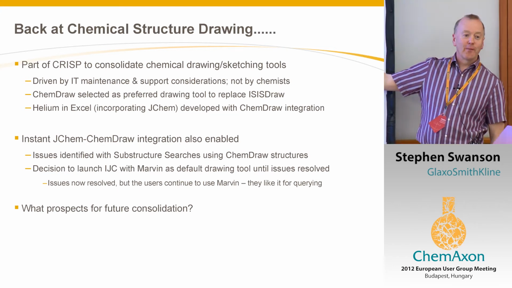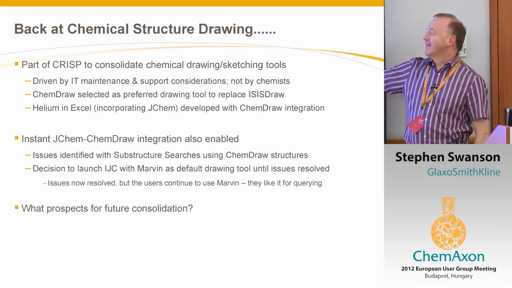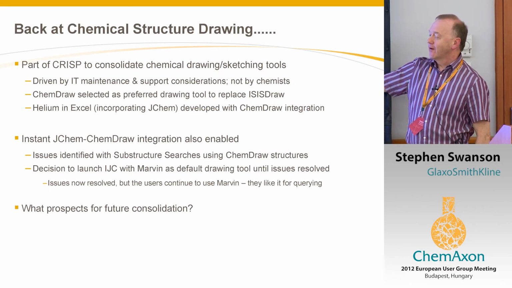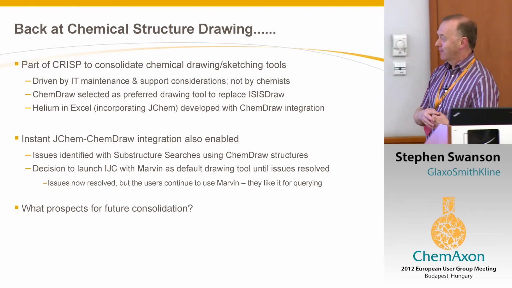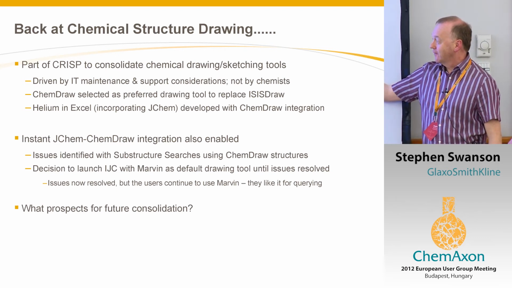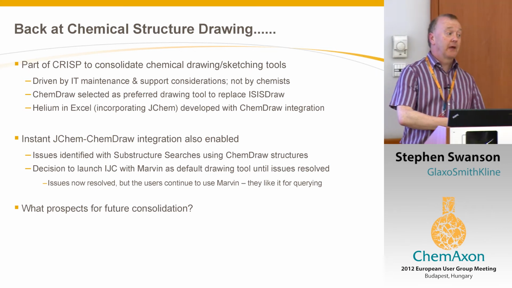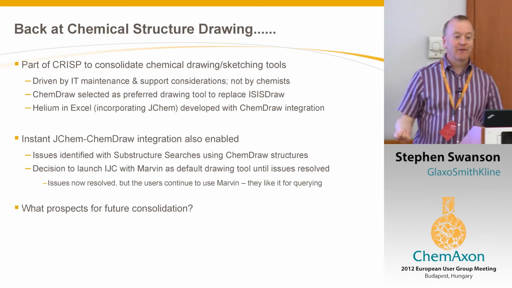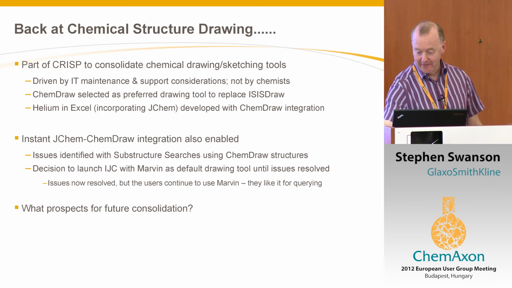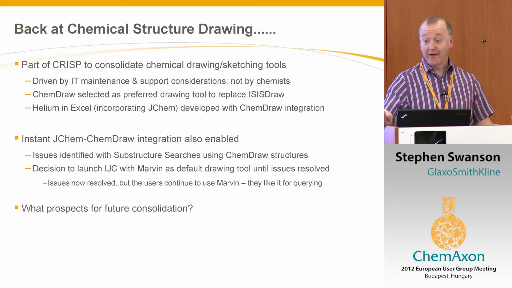We've now got two drawing packages. We've got Marvin in Instant JChem, and we have got ChemDraw in the Electronic Lab Notebook, and if you want to make nice glossy presentations, you use ChemDraw. So the prospects for consolidation, there's no way we're moving away from ChemDraw because it's in the ELN. So I think we're back to two, but at least one of them isn't ISISDraw anymore, which is the other side of it. Okay. I love ISISDraw.